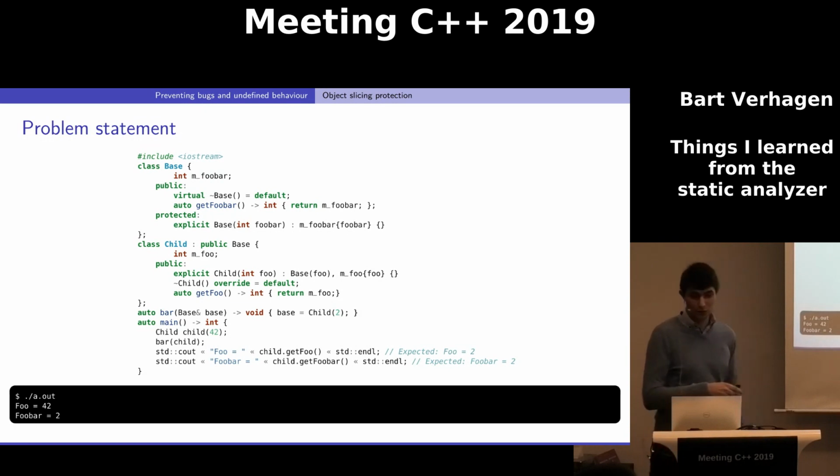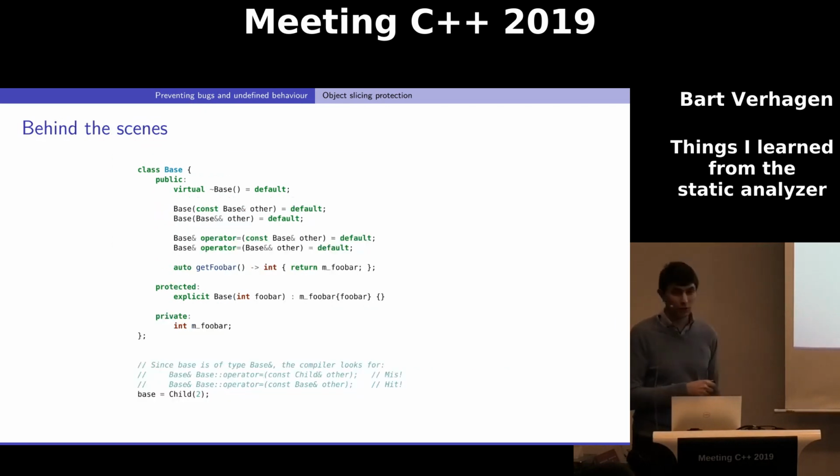This is known as object slicing. To really understand what's going on here, we need to get behind the scenes. More specifically, we zoom in on this base class, because this base class, while it is very shortly written here, has a couple of things going on in the background. Of course, the move constructor and the move assignment operator are not automatically generated here, but the other ones are.